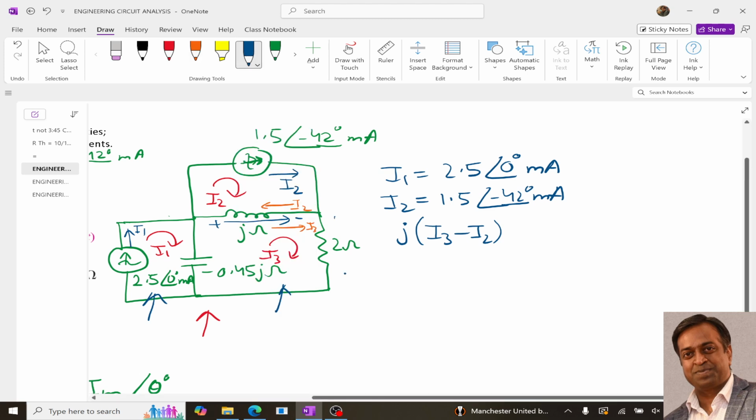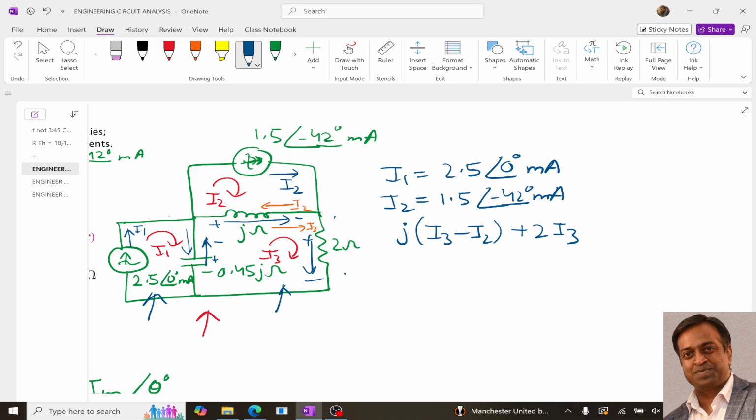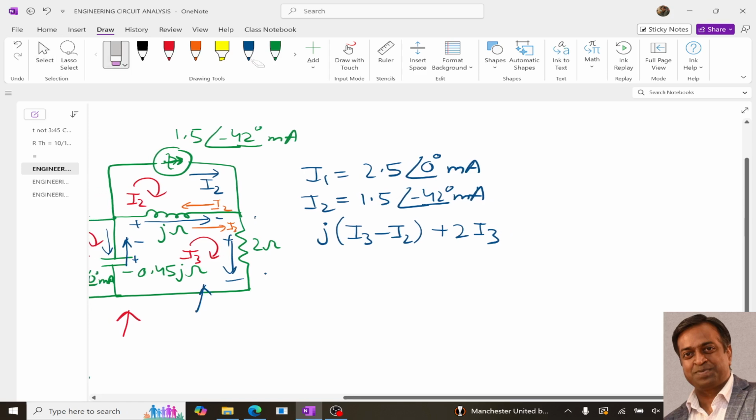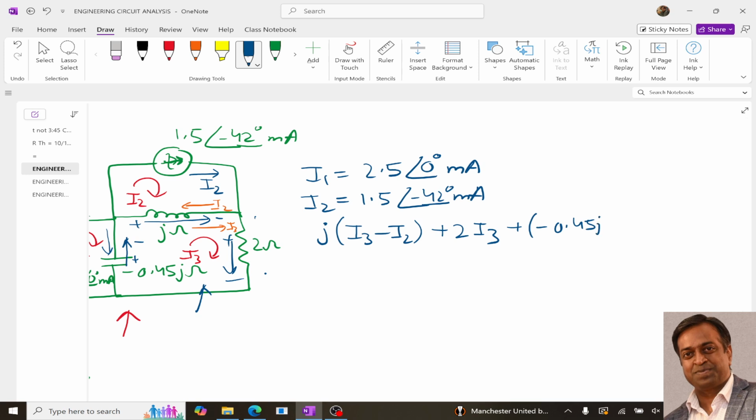Now coming to this part, it will be plus 2 I3, as only one current is flowing. And now coming to this, two currents are flowing, I3 going up, I1 coming down. So this will be the impedance, minus 0.45 J, right? And the current is I3 minus I1, equal to 0.